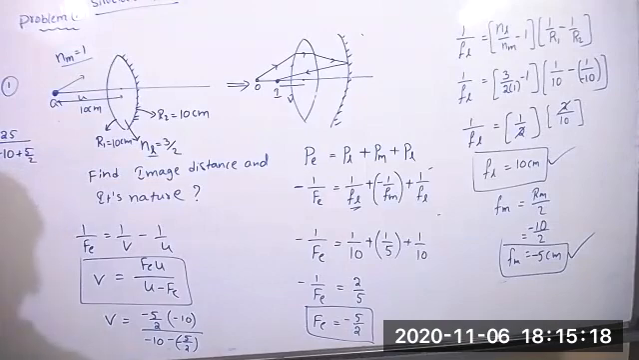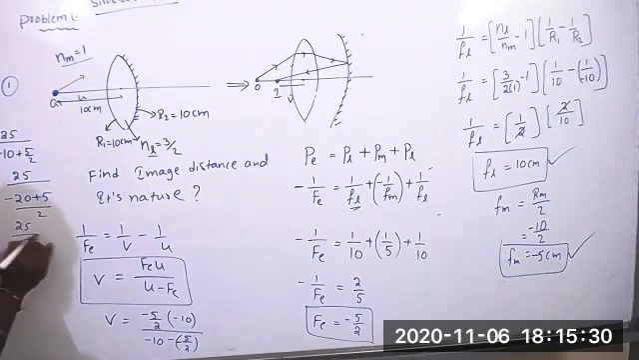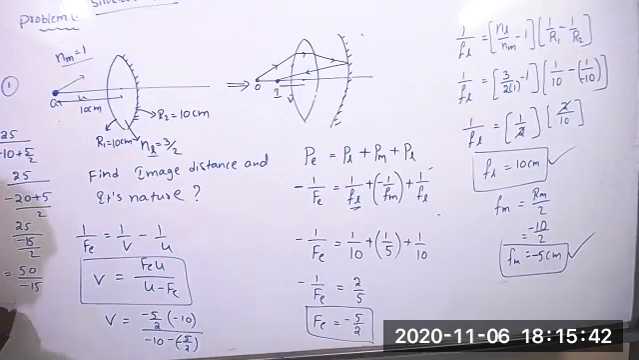So V equal to 25 by minus 20 plus 5 by 2. So V equal to 25 by minus 15 by 2. So V equal to 50 by minus 15. So V equal to minus 3.33. So V equal to minus 3.33.